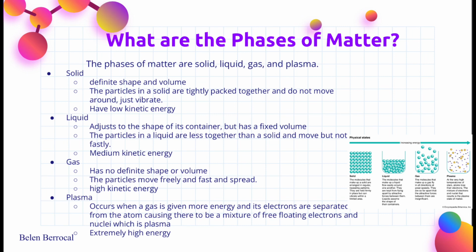The particles in a liquid are less tightly packed than in a solid and move, but not quickly, and have medium kinetic energy. On the other hand, a gas has no definite shape or volume. The particles move freely and fast and spread out, and they have high kinetic energy. Plasma occurs when a gas is given more energy and its electrons are separated from the atoms, causing a mixture of free-floating electrons and nuclei. And plasma has extremely high energy.